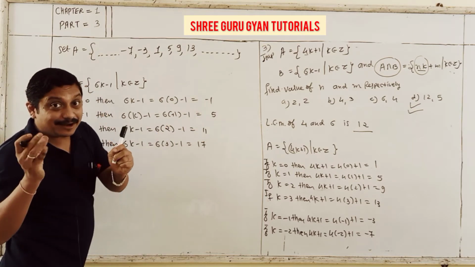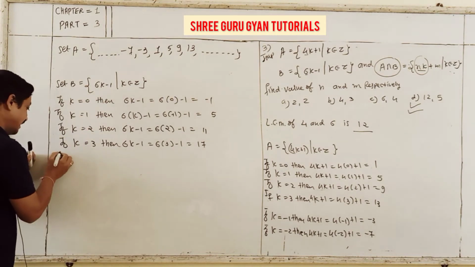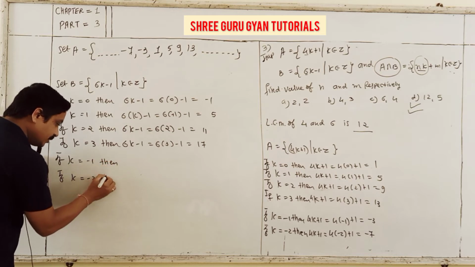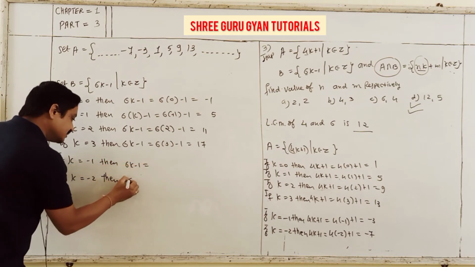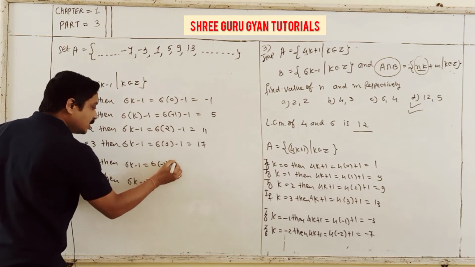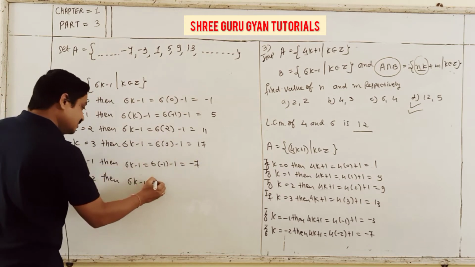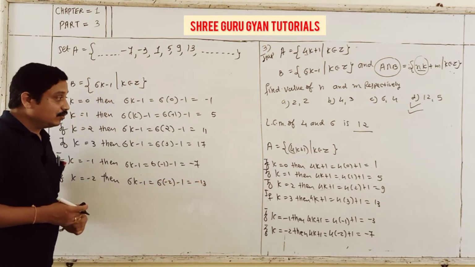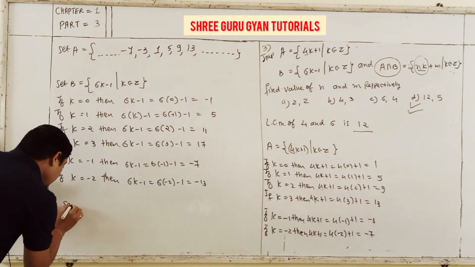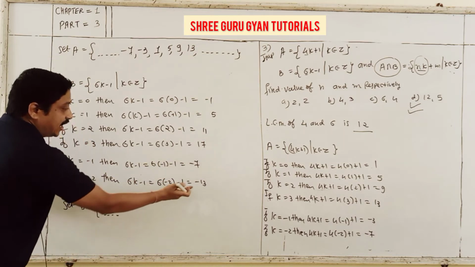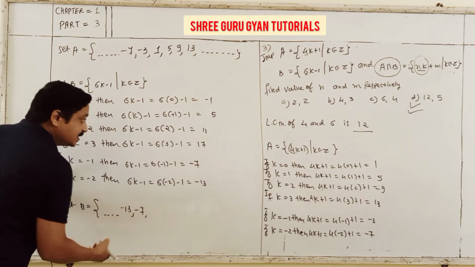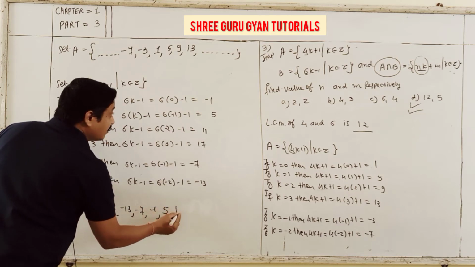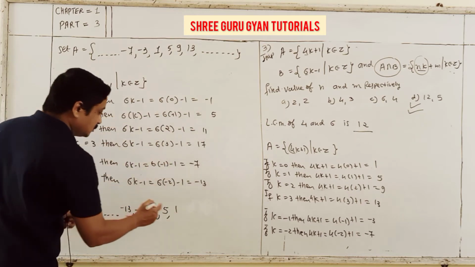Now I take some negative numbers in the set of Z, if k is minus 1, minus 2, and define your respective answers. 6 times minus 1 will be minus 7. 6 times minus 2 minus 1 will be minus 13. Now here also you will check your set B is going for the negative numbers: minus 13, minus 7, then after minus 1, 5, then after 11, 17.